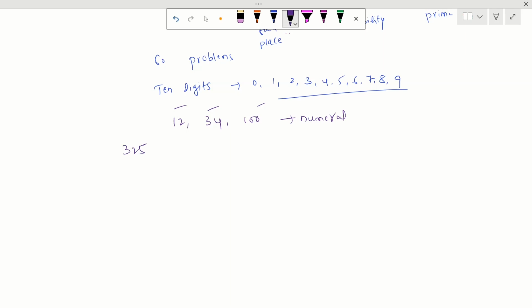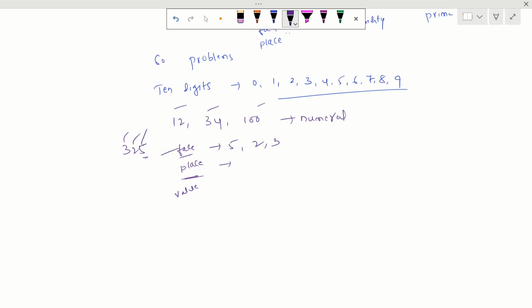Sometimes in examinations you will be asked to find the face value and place value of these numbers. Face values are those numbers which have the same value. Suppose the face value of 5 is 5 only, the face value of 2 is 2 only, and the face value of 3 is 3. But in the case of place value, it depends on the position, at which position the digit is.